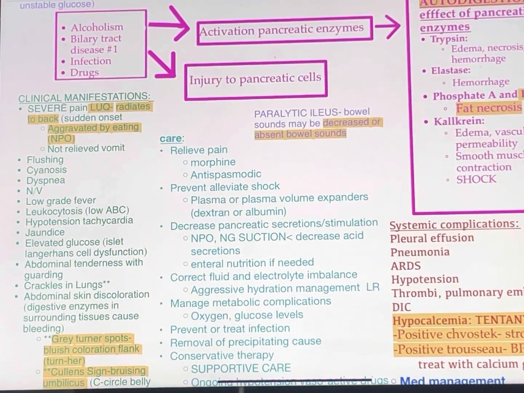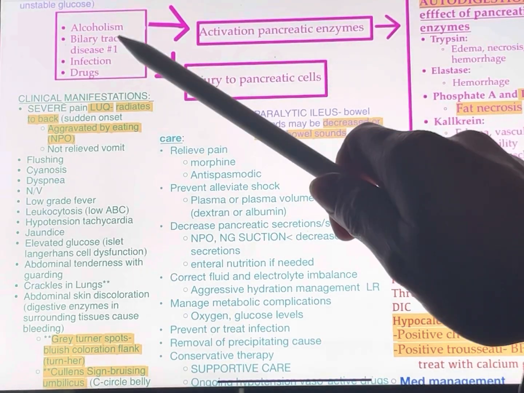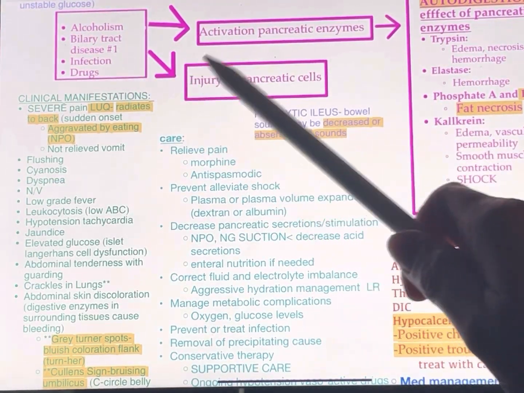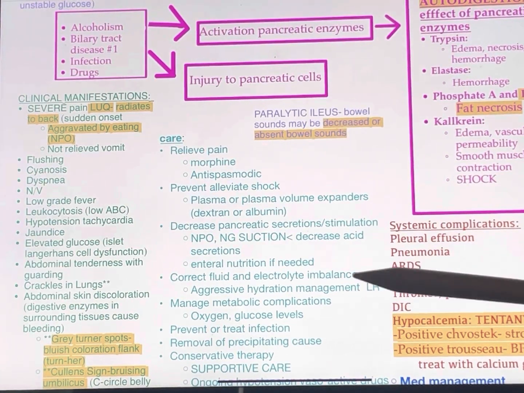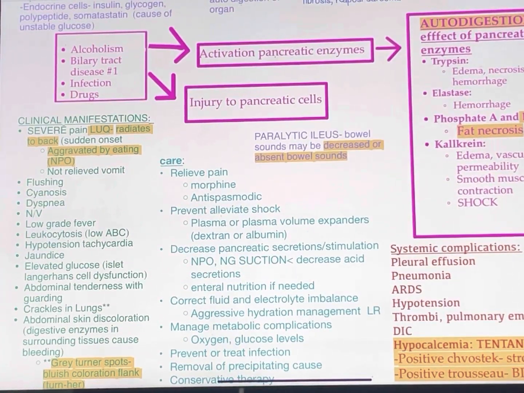So to summarize, alcohol or biliary tract disease can cause activation of pancreatic enzymes and injury to pancreatic cells, which can cause the following effects: edema, necrosis, hemorrhage, vascular permeability, smooth muscle contraction, and or shock. And lipase specifically causes fat necrosis.